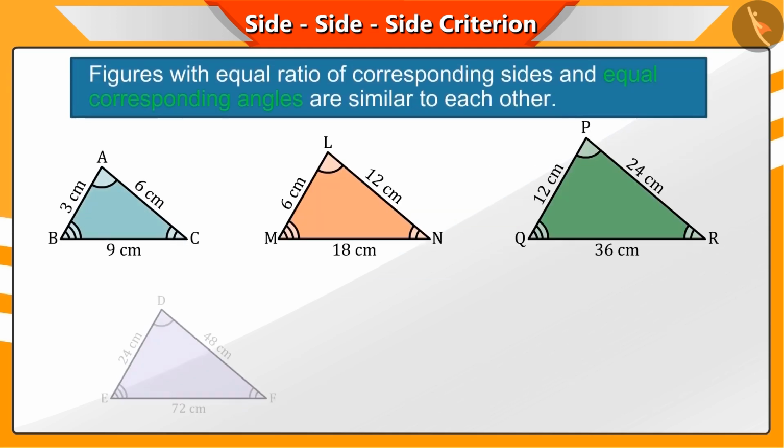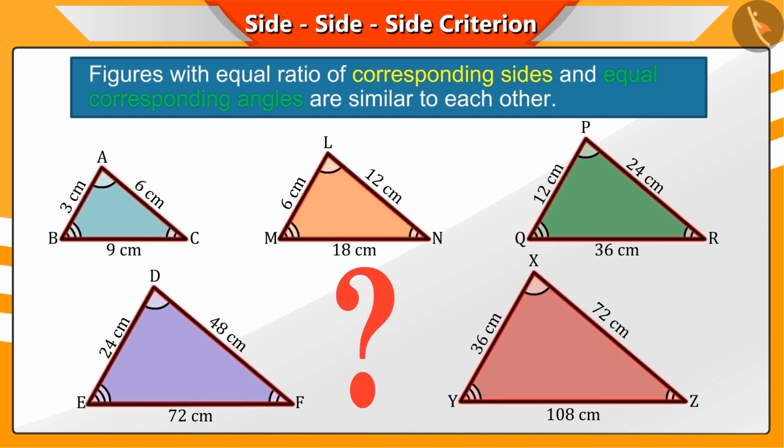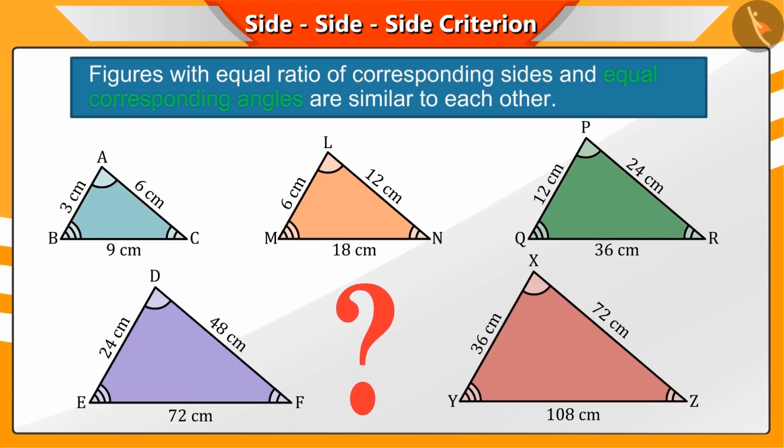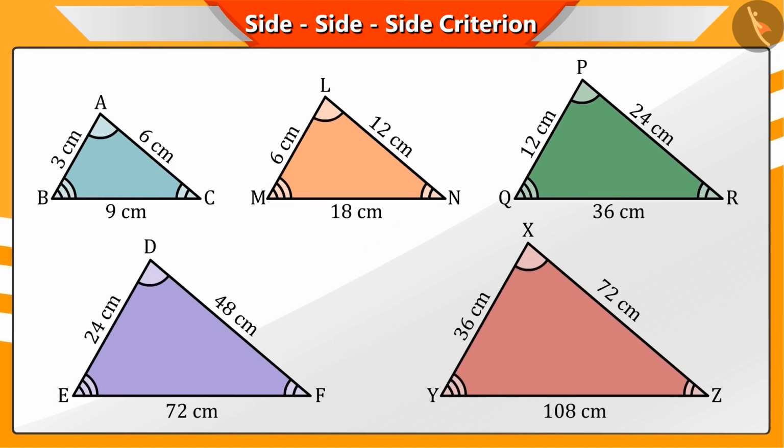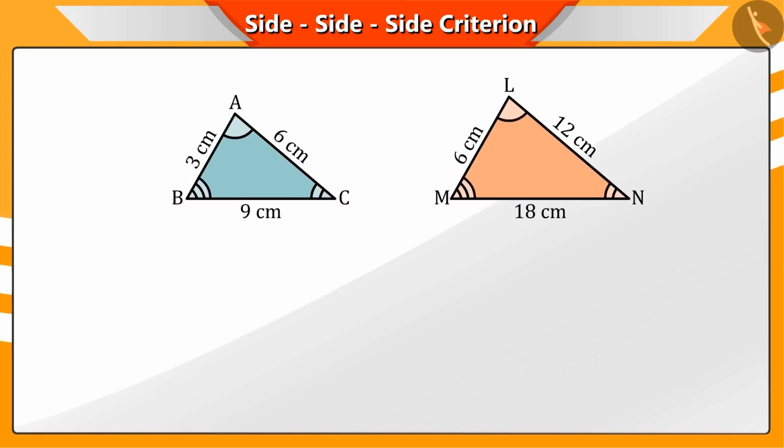You are given some triangles here. Are all the corresponding angles of these triangles equal? And what do you understand by the corresponding sides of these triangles? To understand this, we will take triangles ABC and LMN. What do you understand by these two triangles?